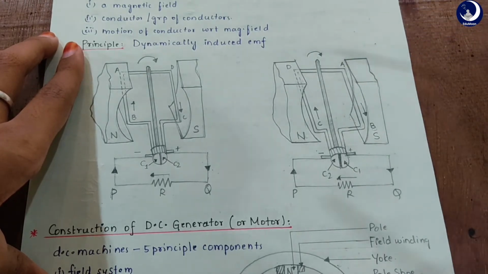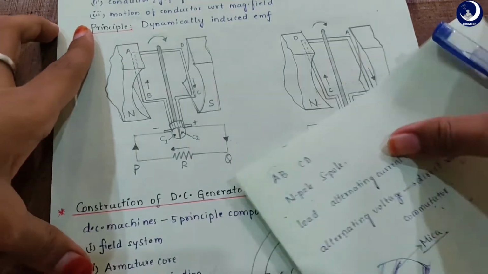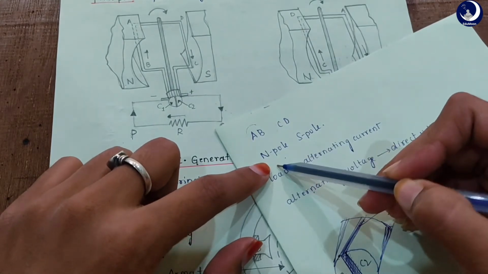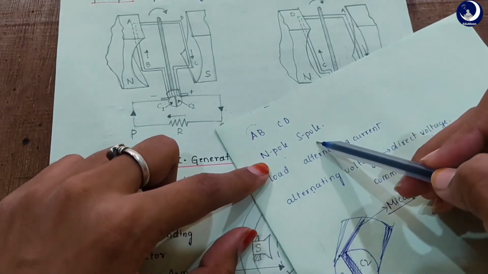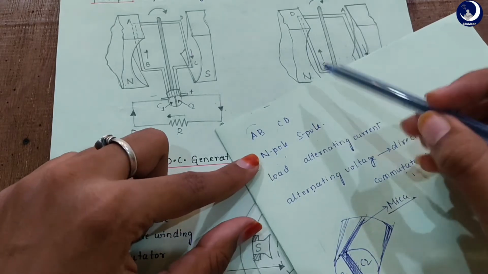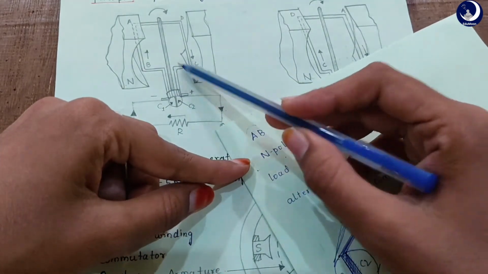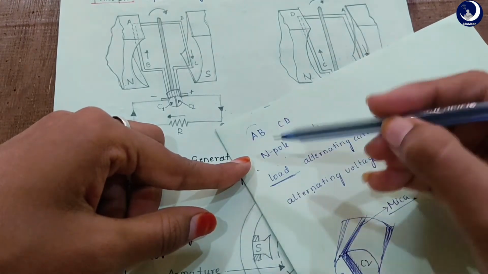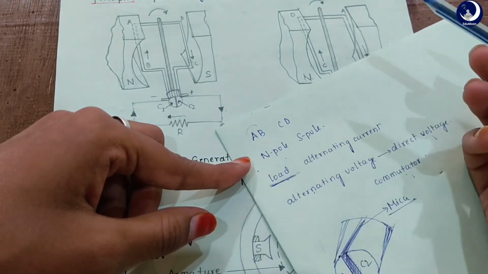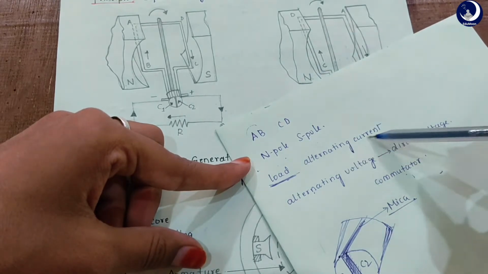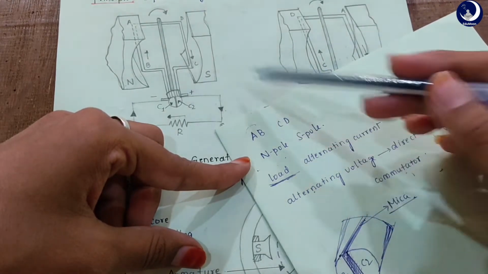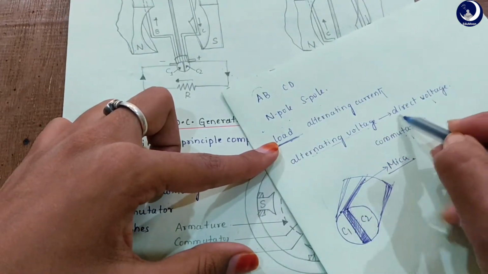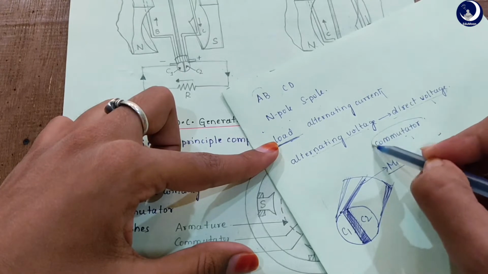Here the AB side is under the influence of the north pole and the CD side is under the influence of the south pole, and so when the ends of the conductor are connected to an external load, they form a circuit, right? And so an alternating current will flow through the external load. The alternating voltage is converted into direct voltage using a device called a commutator.